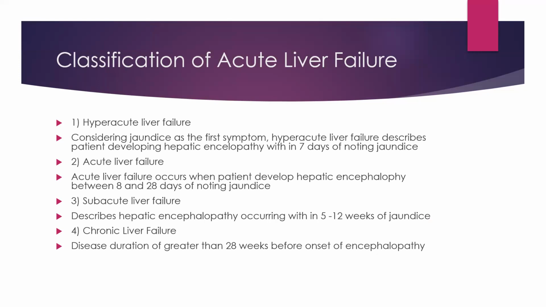Now, the classification of acute liver failure. According to the duration of the onset of jaundice and encephalopathy, it is divided into four types. Hyperacute liver failure, considering jaundice as the first symptom, is described as a patient developing hepatic encephalopathy within 7 days of noting jaundice. Acute liver failure occurs when the patient develops hepatic encephalopathy between 8 and 28 days of noting jaundice. Subacute liver failure describes hepatic encephalopathy occurring within 5 to 12 weeks of the jaundice, and chronic liver failure means the disease duration is greater than 28 weeks before the onset of encephalopathy.